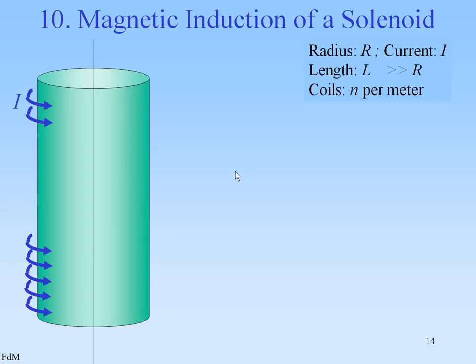We can also use Ampere's law for the magnetic induction of a solenoid. Suppose we have a solenoid with radius R and current I, length L, and the length is much larger than the radius, and the number of coils is n per meter. For the magnetic field, cylinder symmetry will be present, and this means that we will use cylinder components e r, e phi and e z, the radial, the tangential component, and the component along the axis.